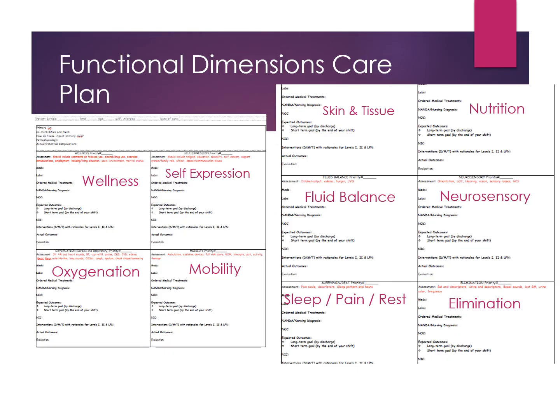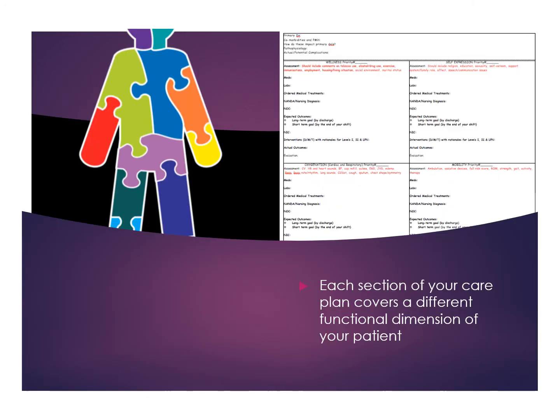For this class, you will have 2 assignments of a functional dimension care plan for your formative and summative evaluations. Each section of your care plan covers a different functional dimension for your patient. You will be placing these boxes in the priority of order for your patient according to their needs. You will be required to complete the entire box for your highest priority and the first 5 items in all the other boxes.